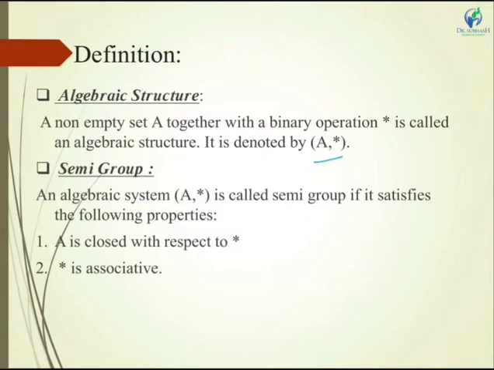Next definition is, what is a semigroup? An algebraic system (A, star) is called a semigroup if it satisfies the following properties. First, A is closed with respect to star, and second is the associative law.